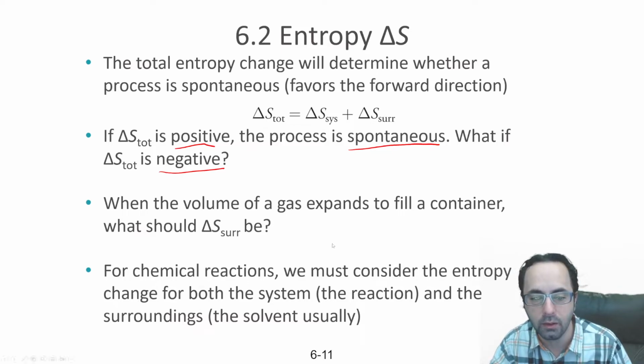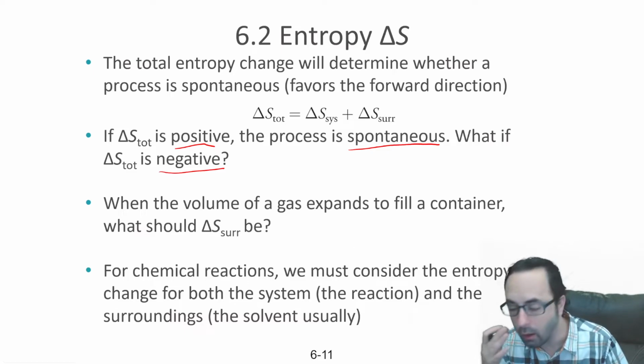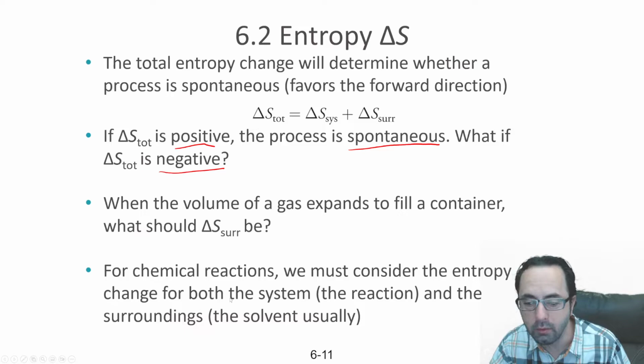But it takes energy. So when a volume of gas expands to fill a container, what should be the delta S of the surroundings? It's a good question, right? And it depends on what's happening to the surroundings. For chemical reactions, we have to consider the change for both the system and the surroundings. The surroundings is usually a solvent, although it could be air, surrounding air, and so forth.